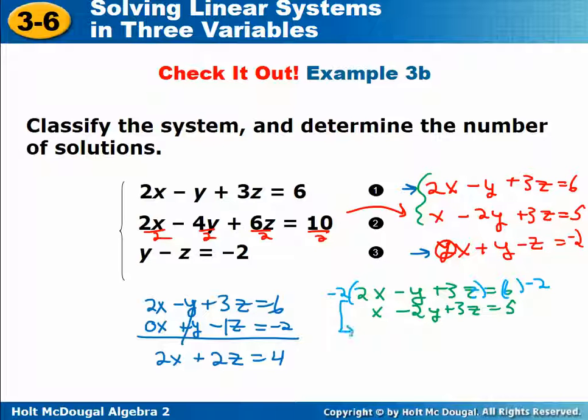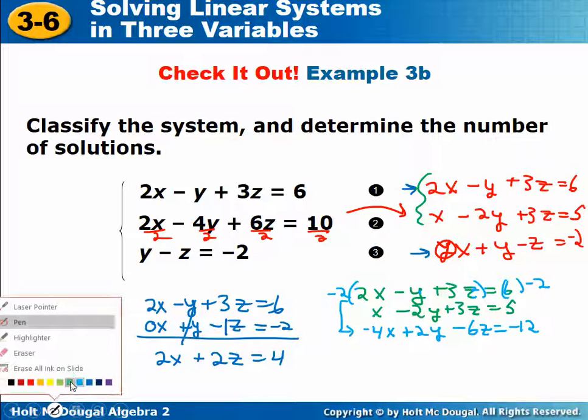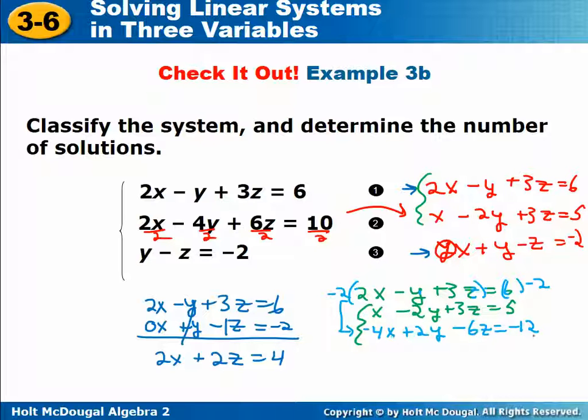And I'll write that new equation down here. So I have -2 times 2x, that would be -4x. -2 times -y would be a plus 2y. -2 times 3z would be -6z. And then I have 6 times -2 is -12. Now I'm going to work with these two. Add these two together. 1x minus 4x is -3x. -2y plus 2y is 0. Cancels. 3z minus 6z is minus 3z. And 5 minus 12 is -7.